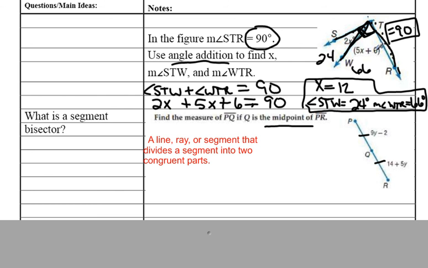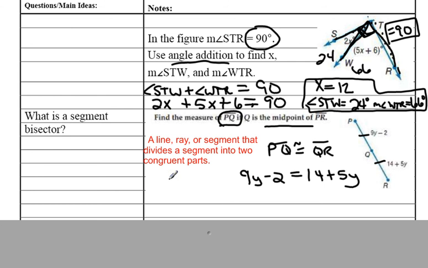So just like we did up here with angle bisector, the problem before this one, we set the two angles congruent. So that's exactly what we'll do here. Because PQ is congruent to QR, then I would say that PQ, which is 9y minus 2, is equal to QR, which is 14 plus 5y. Now I'd like for you to take a moment to solve for the variable, which is y, and then find the measure of PQ.